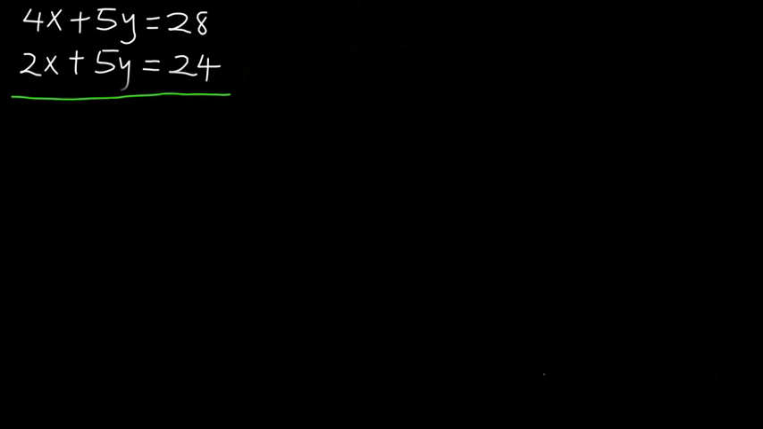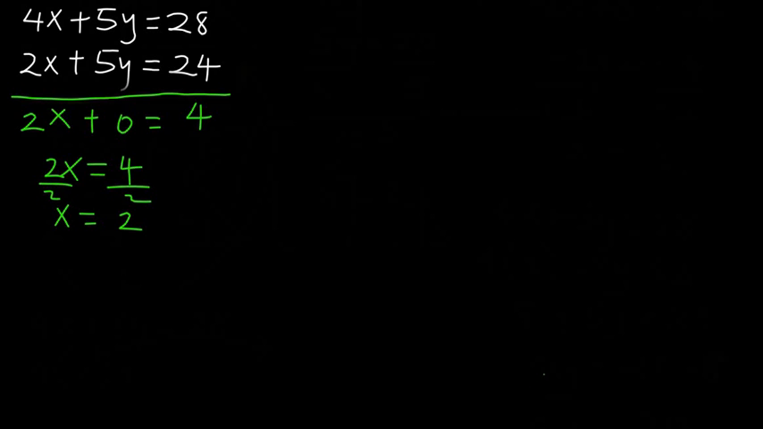So we have 4x minus 2x, which is going to give us 2x, and then 5y minus 5y, which is going to give us 0, and then 28 minus 24, which is going to give us 4. So this means that 2x is equal to 4, and when we divide through by 2, x is going to be 2. So we have now found that the value of x is 2.